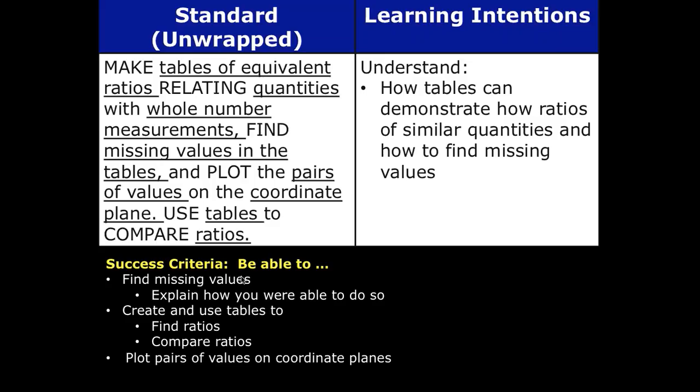So here, just like the last example, I was able to get the success criteria on the same slide. We have our unwrapping on the left. The overall learning intention was to understand how tables can demonstrate ratios of similar quantities, and how to find missing values. Again, we go back to the initial part of the standard, making tables, and we fill in the blanks. Using the tables, fill in the blanks. So that was the overall learning intention. That's for me as the teacher. As a student, Jan came up with: you will be able to find missing values and explain how you're able to do so. Create and use tables to find ratios, create and use tables to compare ratios, and then plot pairs of values on coordinate planes. So I'm going to guide us through several of his items.